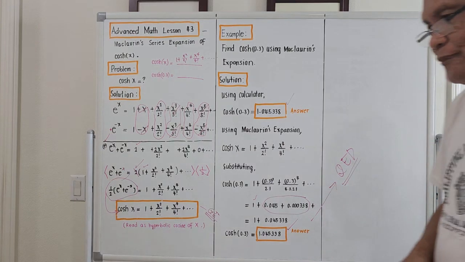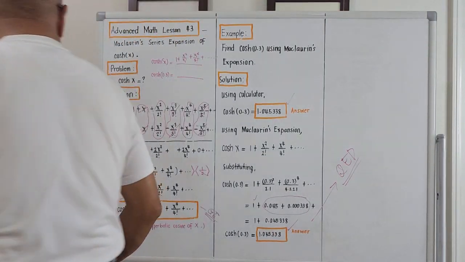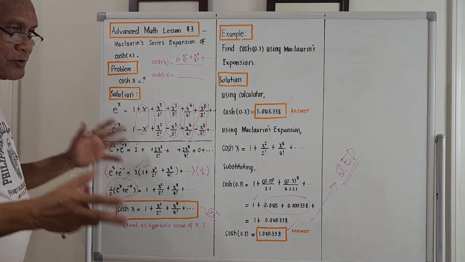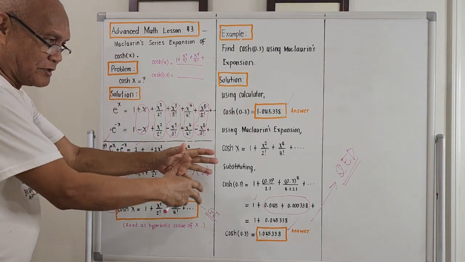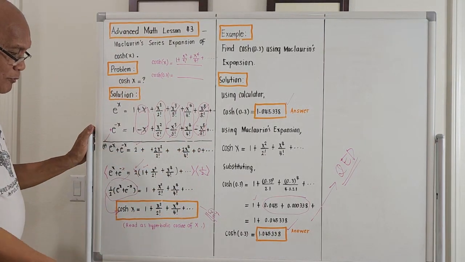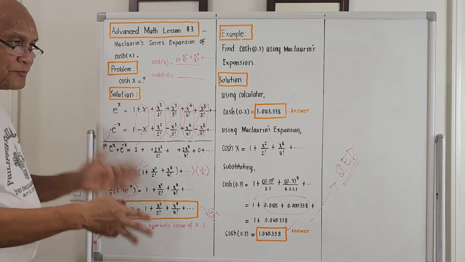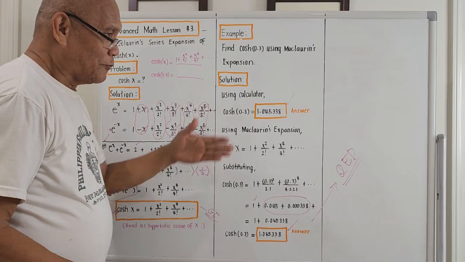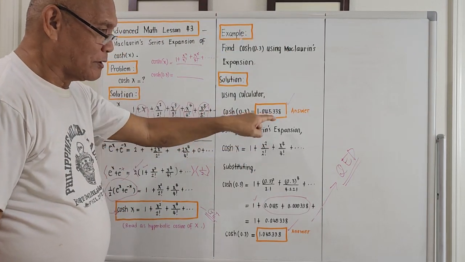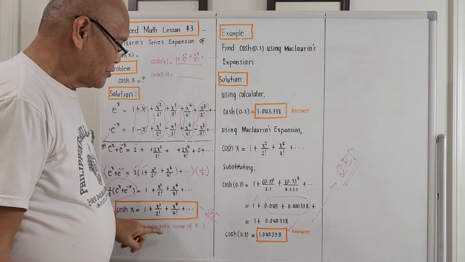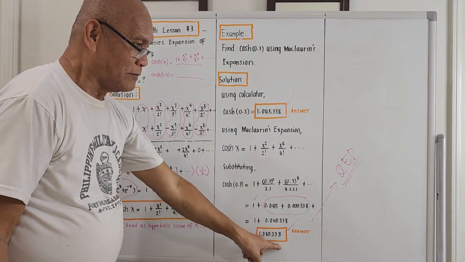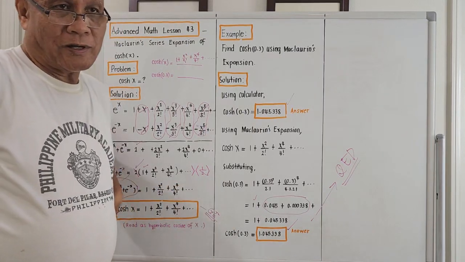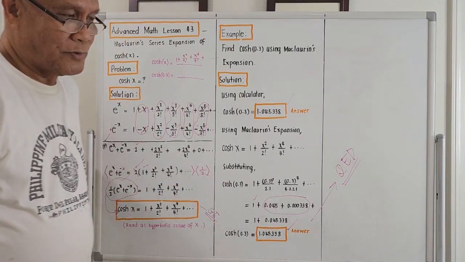Okay, that's it, guys. So our topic for tonight, which is the derivation of the so-called hyperbolic cosine by using Maclaurin's, is this. So the derived formula is this one. And as a proof to the correctness and validity of our derived formula, we bring out an example, and by using our calculator, this is the value. And by using the derived formula, the value is still the same. That's it. So for those of you who are taking up advanced mathematics, this is for you guys.